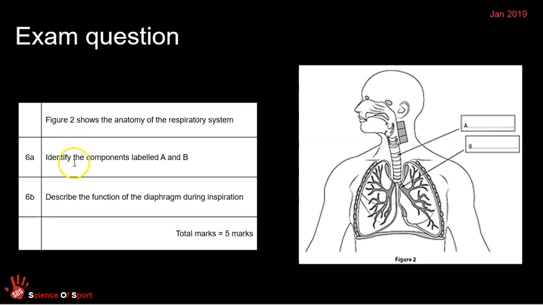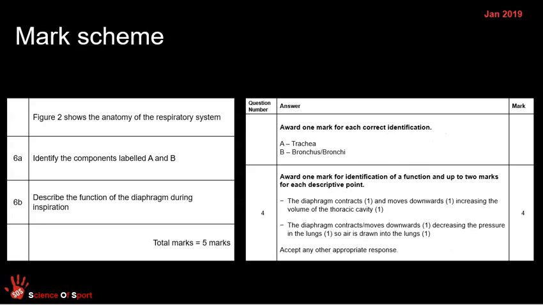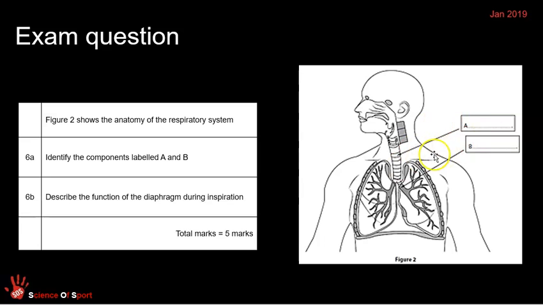Here's another one. What are the components A and B? Label them and describe the function of the diaphragm during inspiration, 5 marks. So the trachea, the bronchus, and then you have to describe what the diaphragm does during the breathing movements. So you might get some that are purely anatomical, identify or label, but you definitely get some having to explain the jobs of the parts of this system.